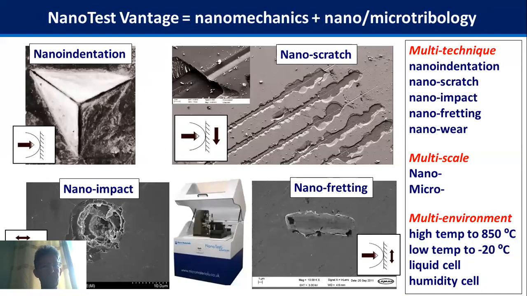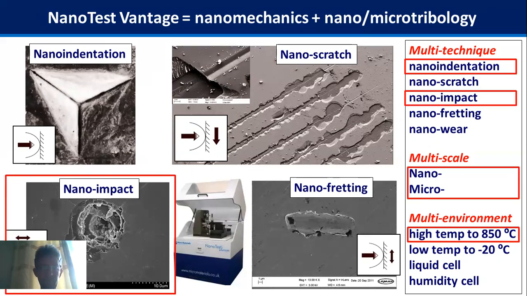So the nano-impact test is one of the many test techniques in our NanoTest Vantage system, which is a modular nanomechanical, nanotribological test platform that comprises a range of different test techniques: indentation, scratch, impact, fretting, wear, across a range of different length scales by having a wide load range with 2 different loading heads, and also in different test environments such as hot or cold. So the red boxes show what I'm going to be talking about today.